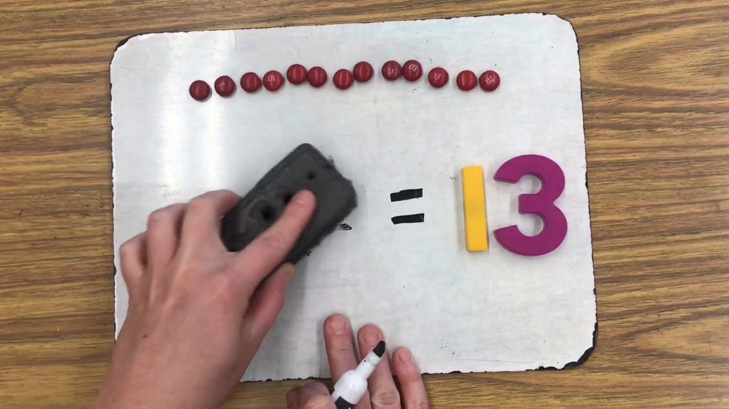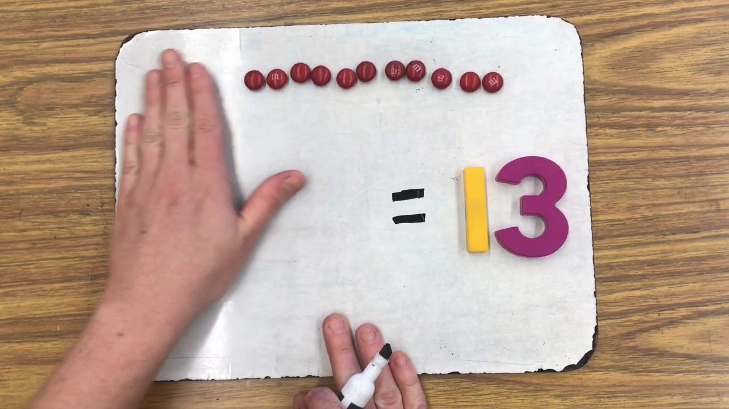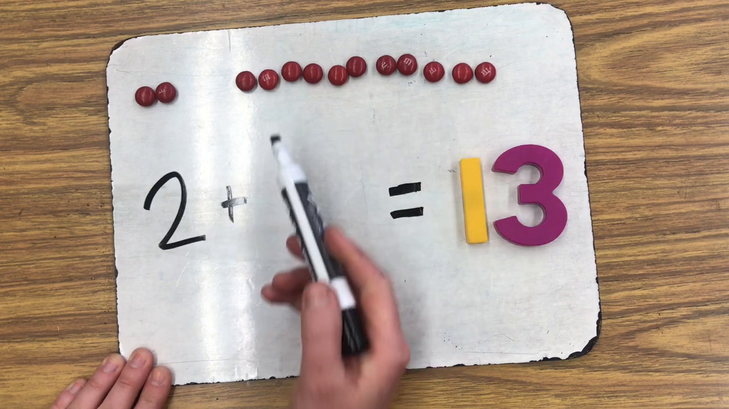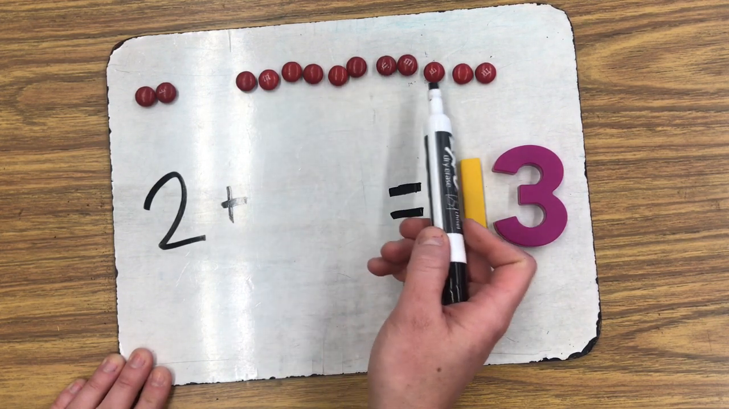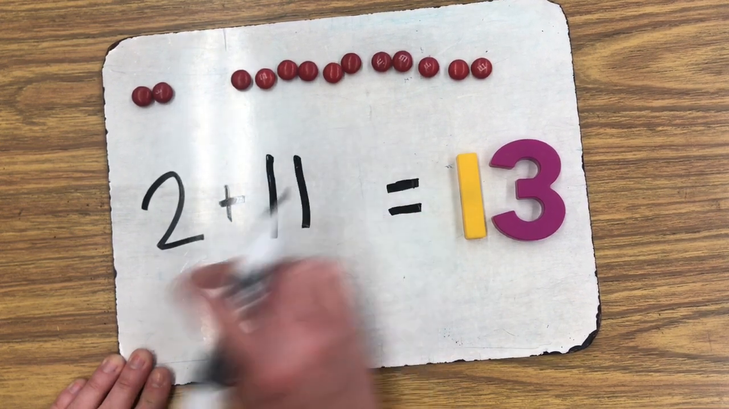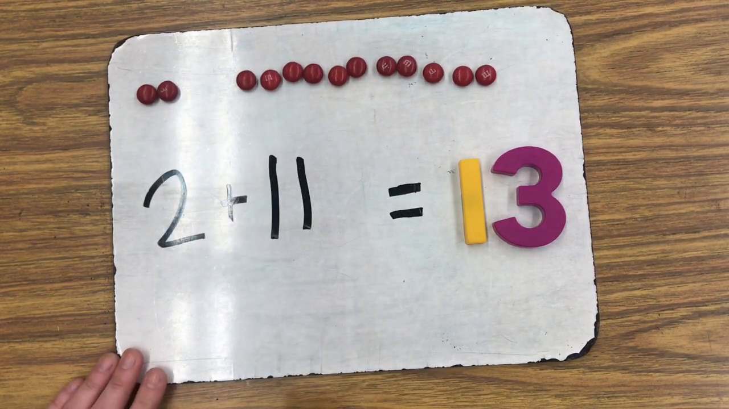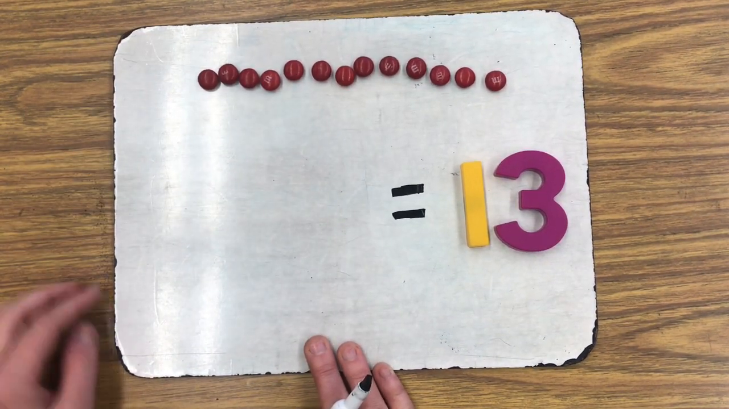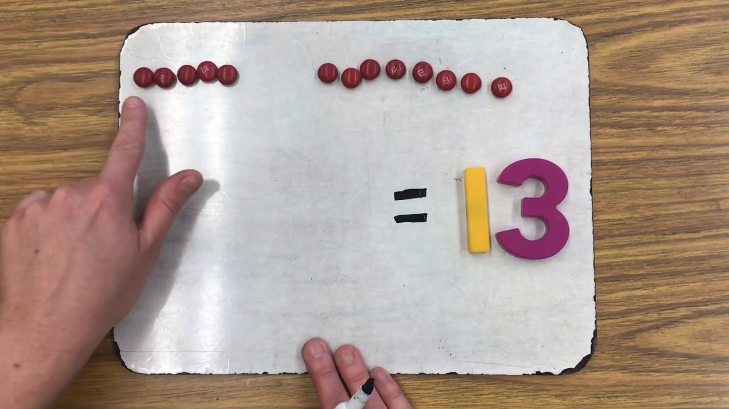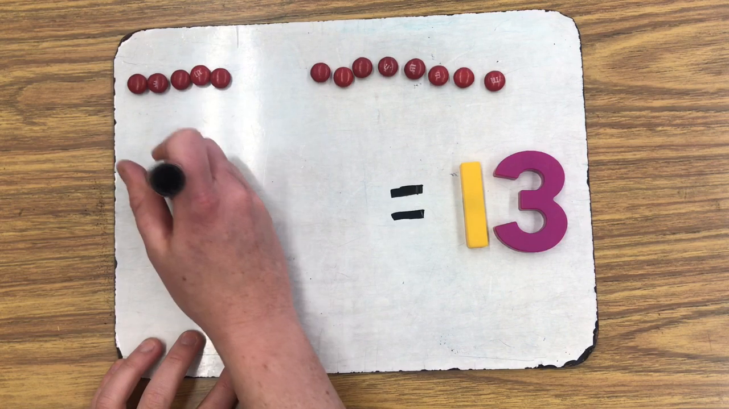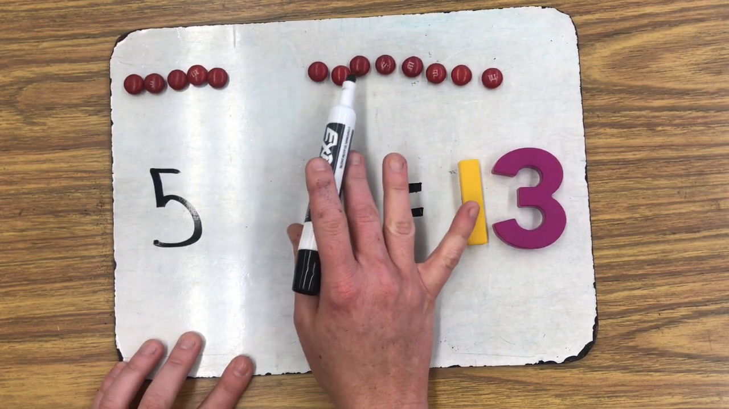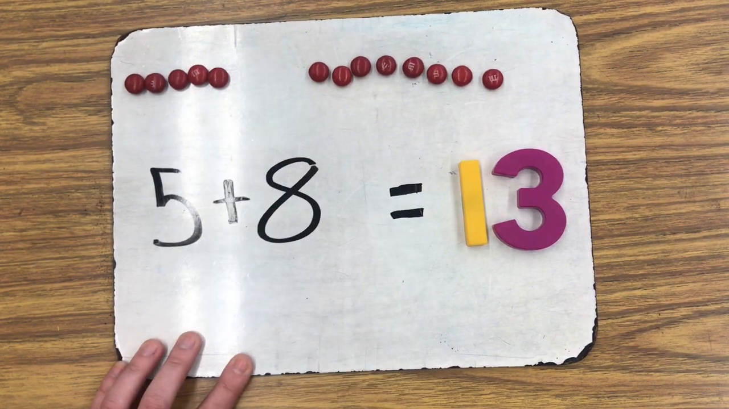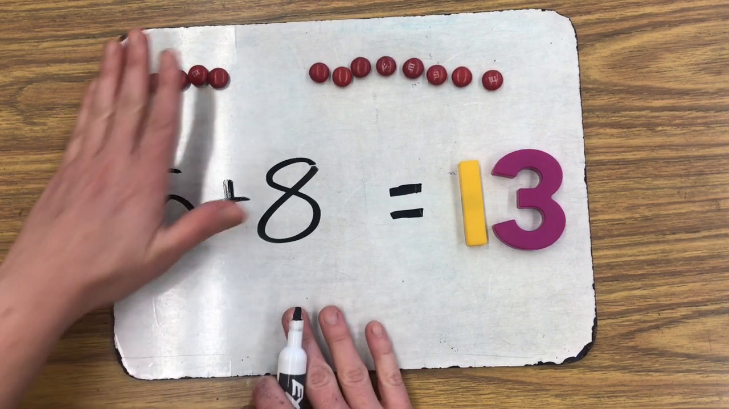Let's try another one. What if I separate it by taking 2 away now? Then I'm going to go 2 plus, how many do we have here? 1, 2, 3, 4, 5, 6, 7, 8, 9, 10, 11. 2 plus 11 equals 13. Let's try another fact. Put them back together. Let's separate, how about, let's move 1, 2, 3, 4, 5. Let's start with an addition problem with 5 and add 1, 2, 3, 4, 5, 6, 7, 8. 5 plus 8 equals 13. Now let's move it back together.